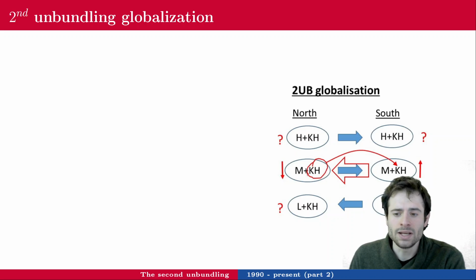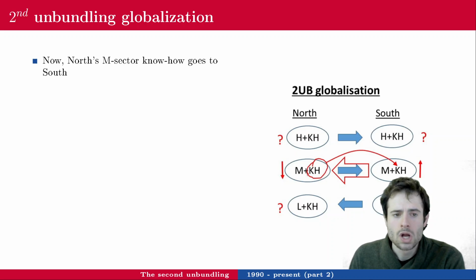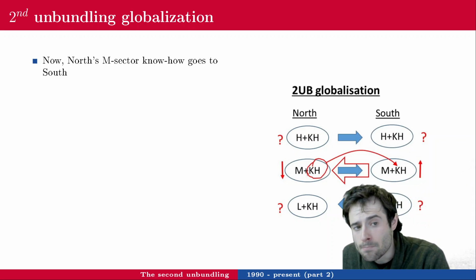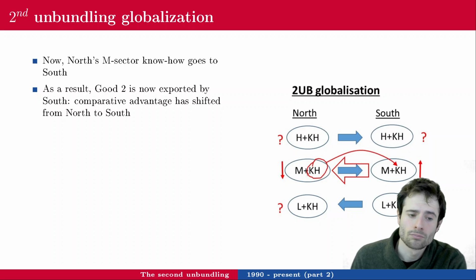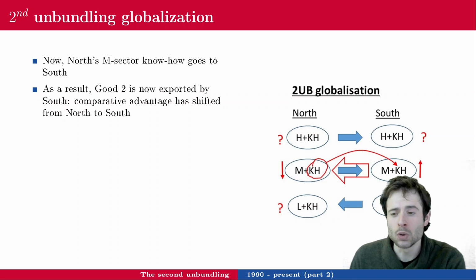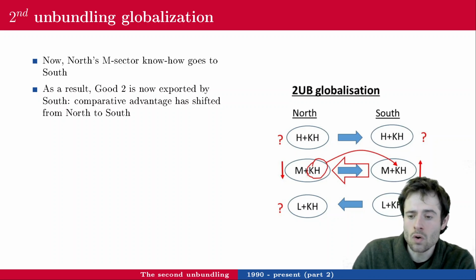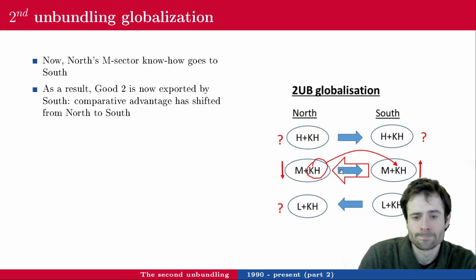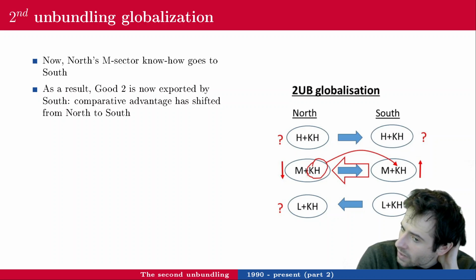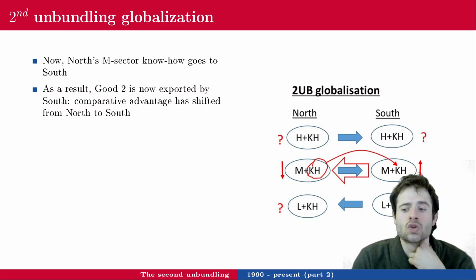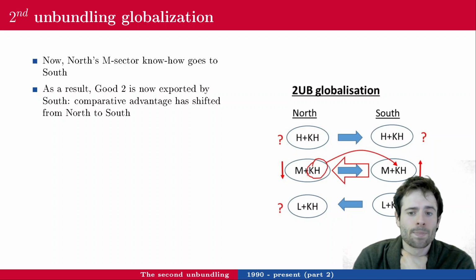In the second unbundling, now, the North's medium-skilled sector know-how goes to the South. As a result, good 2 is now exported by the South, so the arrow here is reversed. Medium-skilled workers are now going to suffer in the North and are going to benefit in the South. That could be due to lower wages in the South, but a free movement of know-how.